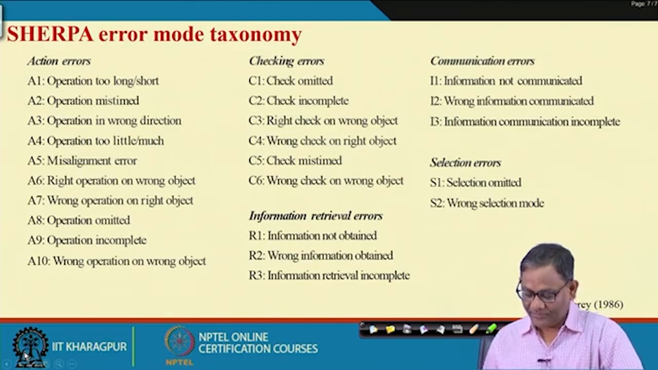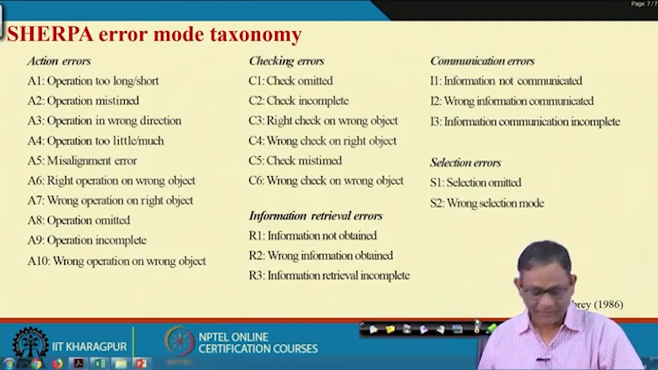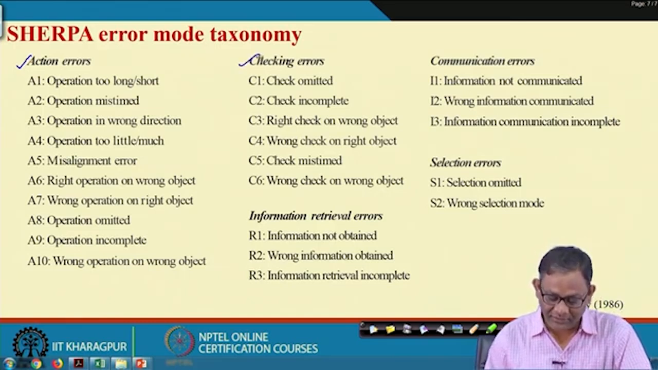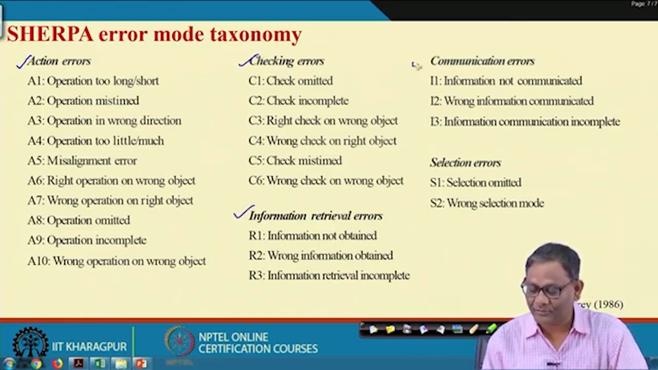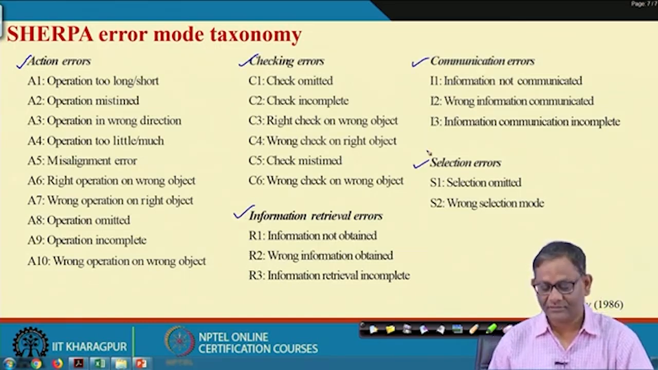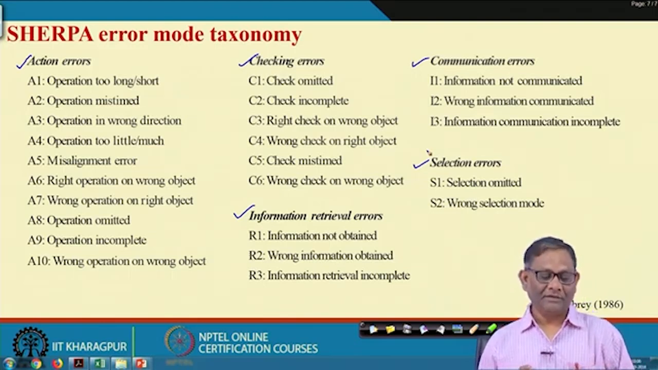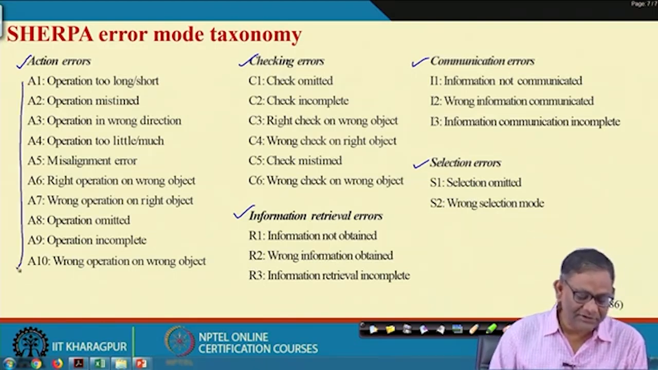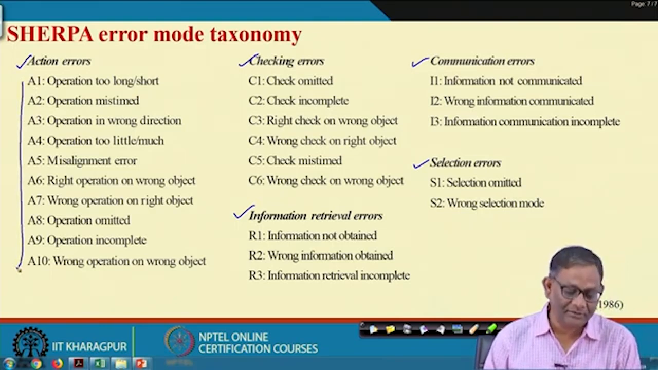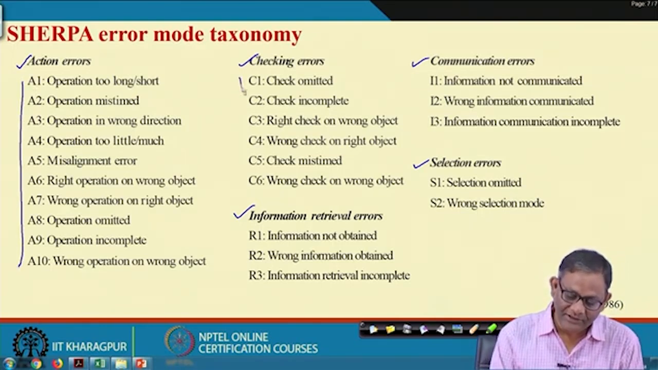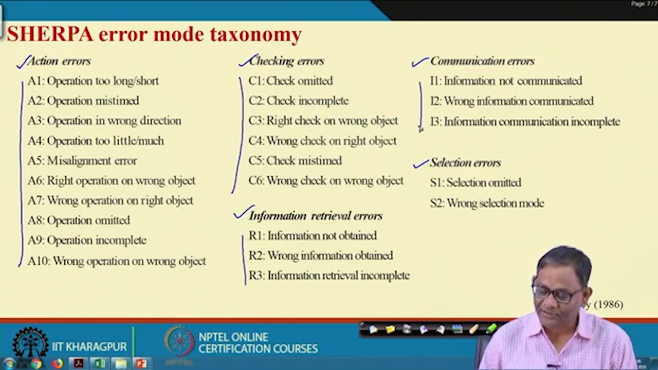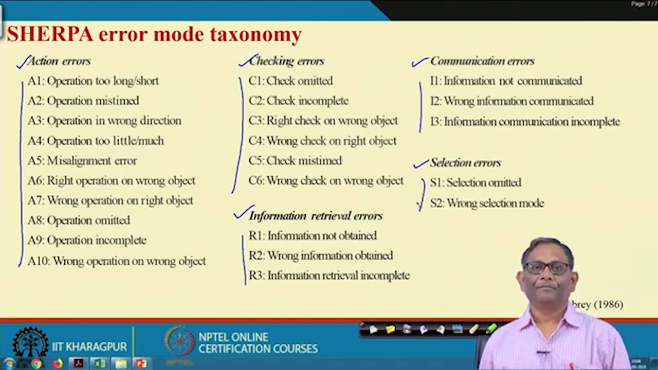Sherpa taxonomy, error taxonomy, has action error, checking error, information retrieval error, communication error, selection error. So, five types. Again, under action errors, 10 different errors are given. Under checking error 6, under retrieval error 3, communication error 3, and selection error 2.